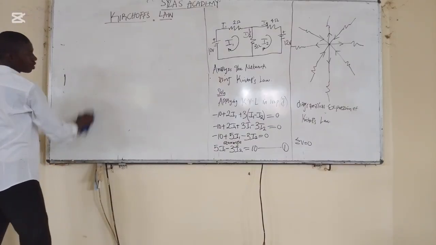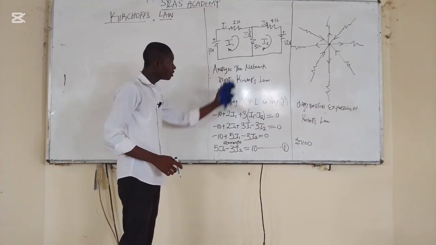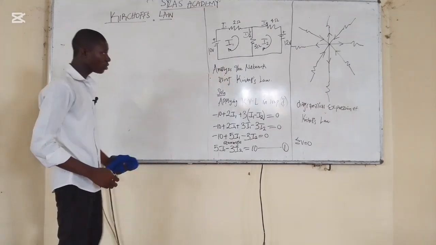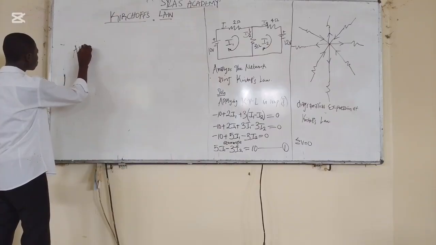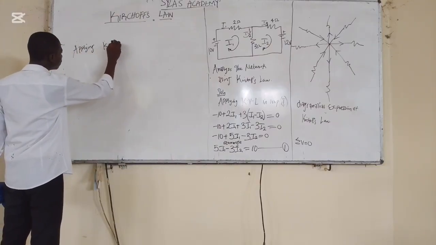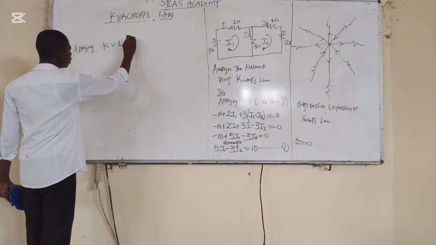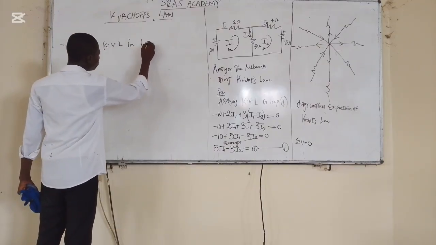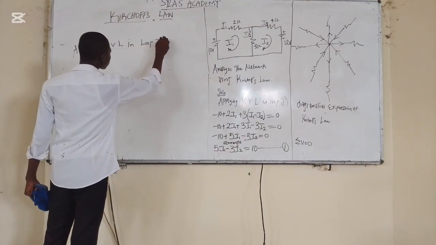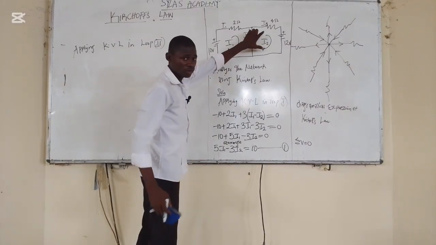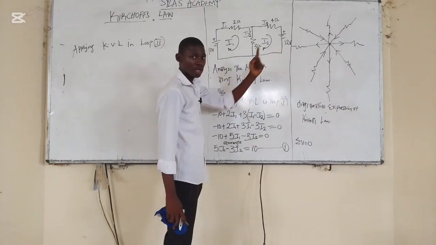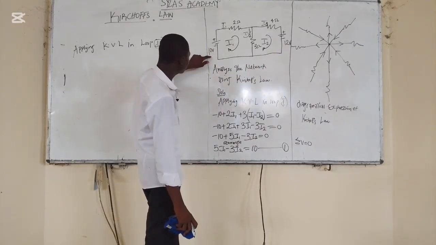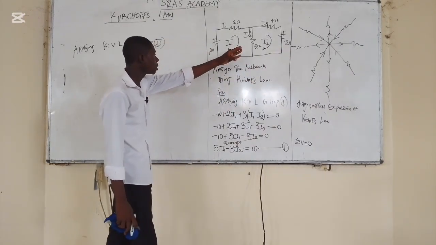Since you have gotten the equation for the first mesh, you use the second mesh now. You see, applying KVL in loop 2. Loop 2 is for this loop now. So I'm going to start from this voltage here. Remember, here we started at this voltage. So for mesh 2, we are going to start from that 12.